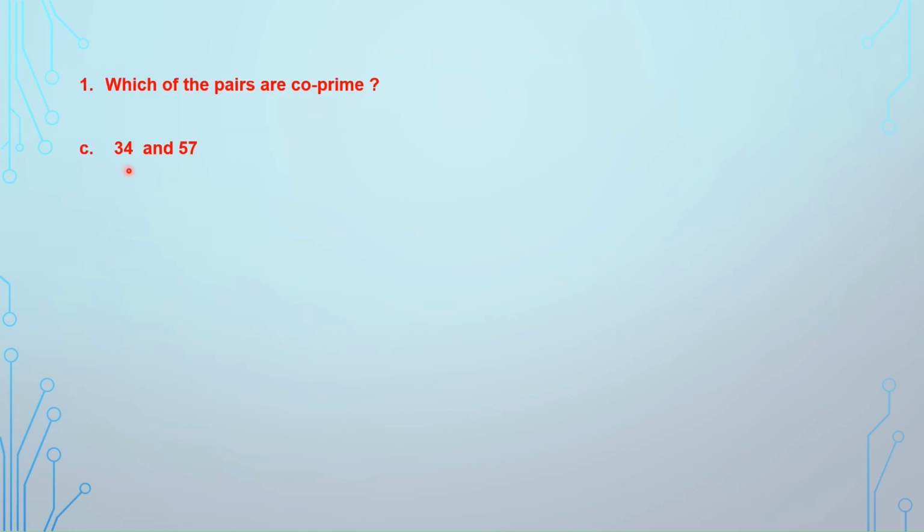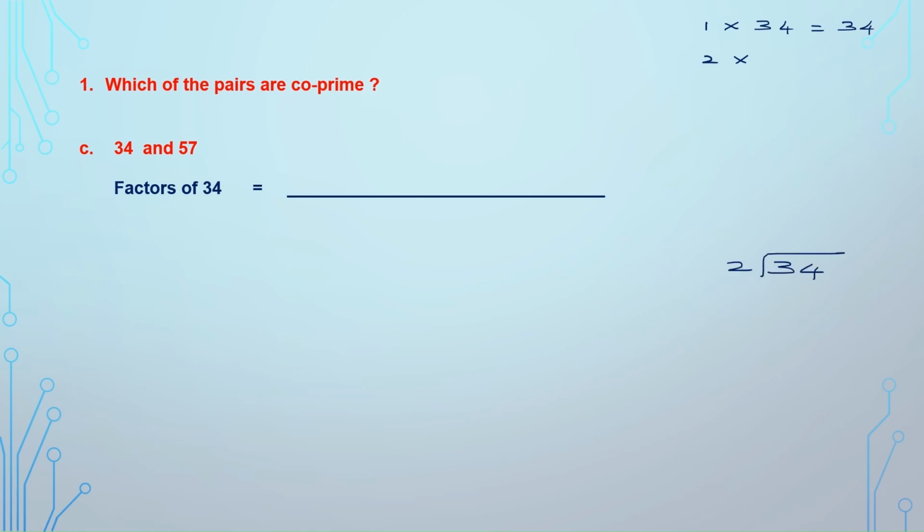Next one, 34 and 57. Let's write the factors of 34. So let's write down 34 here and get the factors. So 1 into 34 is 34. Then can we do it by 2? 2 into what is 34? To find out 2 into what, you take 34 and you divide it by 2.